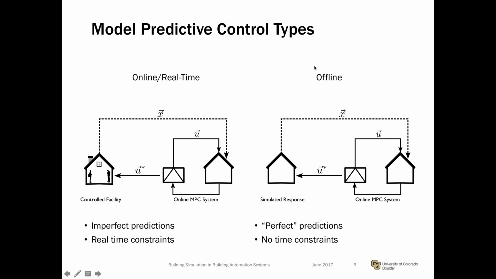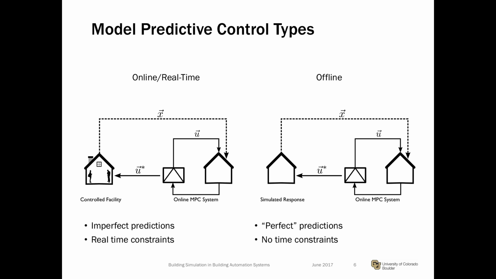Now, juxtaposed to that, on the right-hand side, is offline MPC, in which you can see we have a model of a building and we apply the optimal strategy to this very same model. So we have a simulated response that equals the control model response, and that allows us to contend with what happens if we have perfect predictions, if we have no time constraints, if we have no model mismatch. We have, so to speak, idealized ivory tower conditions.